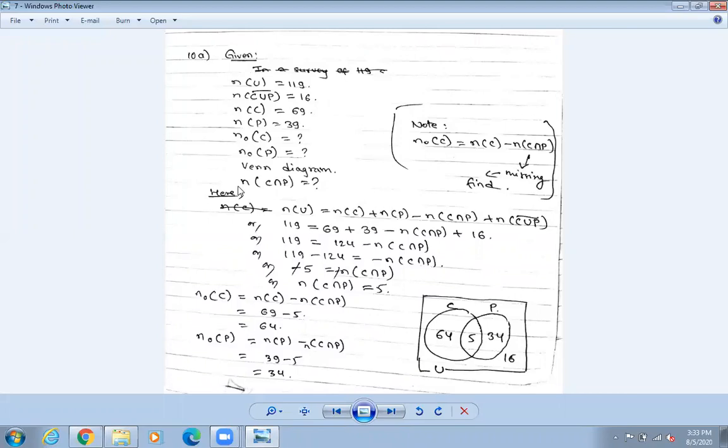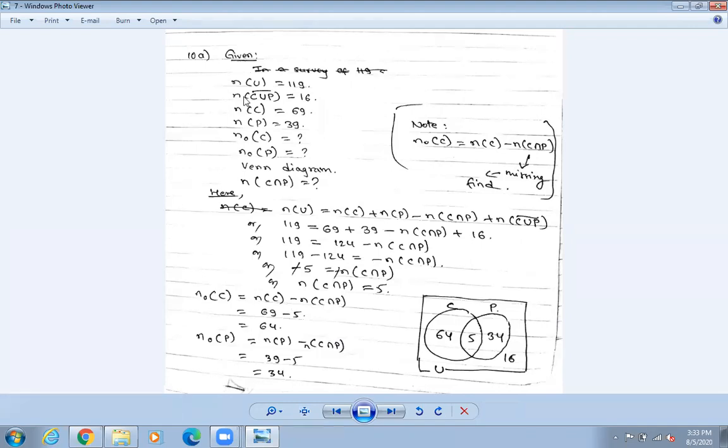Now let us go to our main question. Only C. What is the formula of only C? Only C means n(C), only P means n(P). Whenever there is 'only', we need to subtract the intersection. So here it is C and P, so C intersection P. Otherwise you can write P intersection C also, no problem, either order is fine. Then n(C) minus n(C∩P).